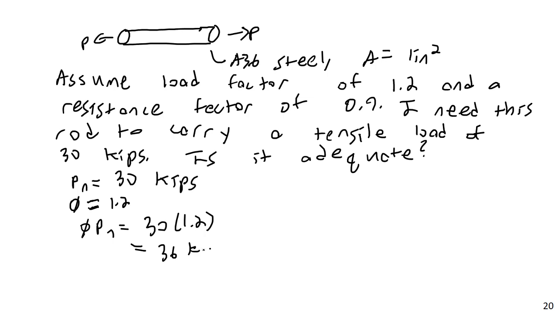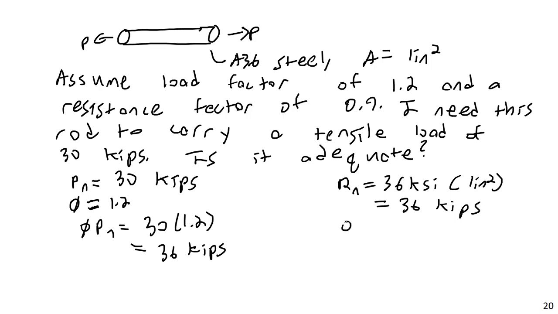Oh, not KSI, kips. Then we have our phi PN. Then, our nominal resistance is just going to be the A36 steel yield stress, 36 KSI, times 1 inch squared. And so that comes to 36 kips. But then phi RN is going to be 0.9 times 36, and that would be 32.4.